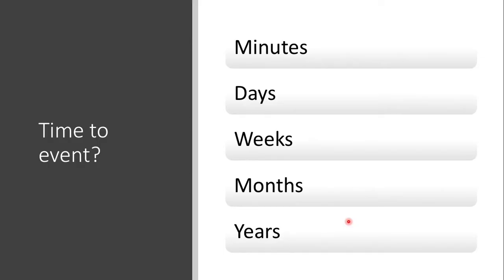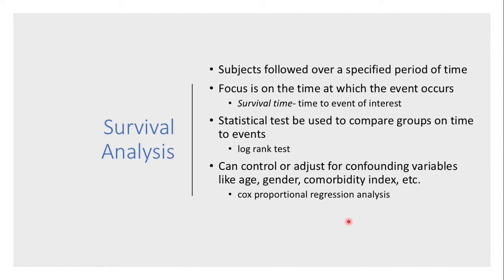What is the time to event that you're modeling? Well, it can be minutes, it can be days, weeks, months, or even years. So the key is the subjects are followed over a specified period of time. And the focus is on the time at which the event occurs. That's the outcome variable or the dependent variable. Survival time is the time to the event. Maybe it's time to complete motor block recovery.